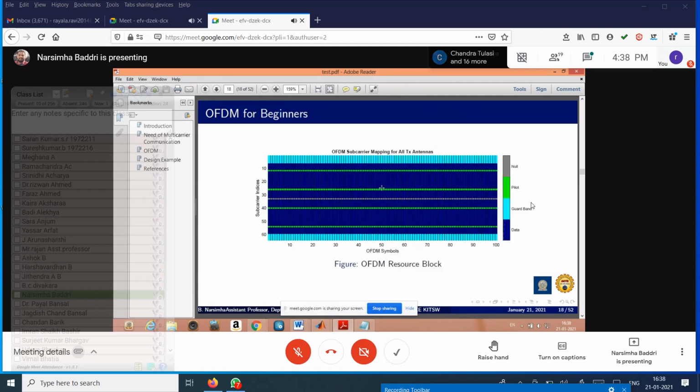In MATLAB also you can generate this. So see here, these are the subcarrier indices from 0 to 64. Suppose I go with a 64 multi-carrier communication system. So N-point FFT, N is 64, and these are the symbols. There are 100 symbols in total, and this is how the data will be arranged.